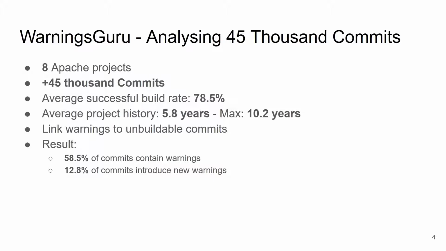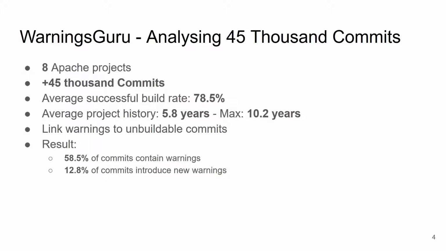So we built a tool called Warnings Guru, which allowed us to attempt to build over 45,000 commits, and we had a build rate of about 78.5%, which is double what was done prior. In terms of age, the oldest commit we were able to build as part of the study was 10.2 years.